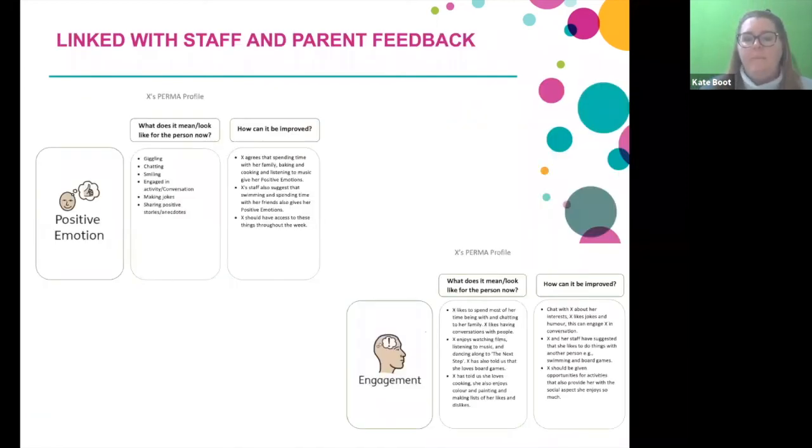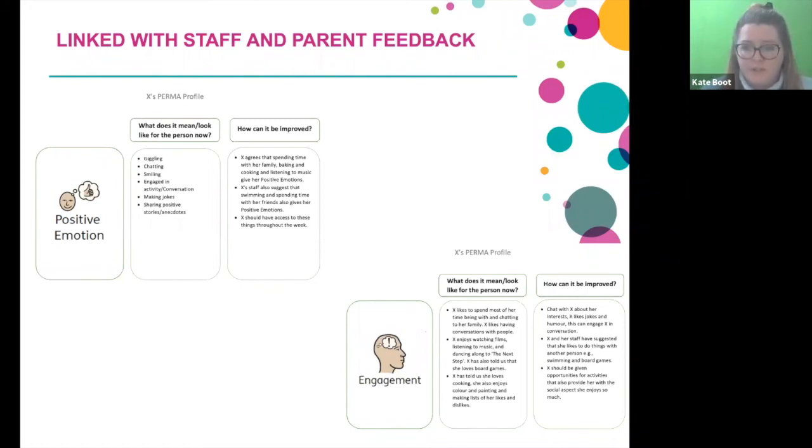We've also linked with our staff and parents for feedback. Again, super important that we do this. So we have a questionnaire that we share with parents, carers and teachers, or our support workers. And for some students with more complex cognitive and communication difficulties, we will have to rely on this way of gathering the information more so than the students' involvement. However, where we can get their involvement, we want to facilitate that.